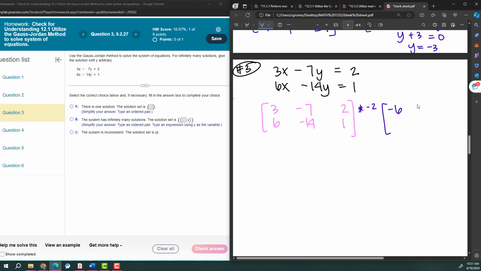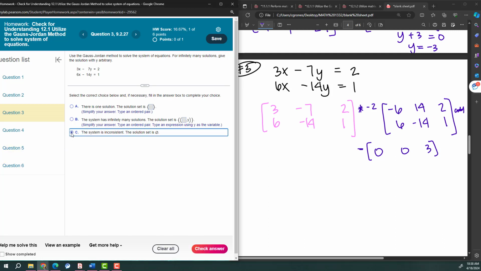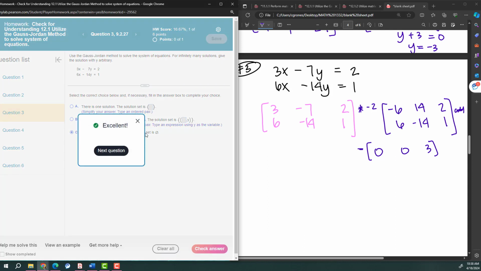So we've got -6, +14, and then 2, and then 6, -14, and 1. And now I'm going to add row 1 and row 2, and I get 0, 0, and then 3. So what this means is the system is inconsistent because we did not find a value for x and y. So that would be your answer for that one.